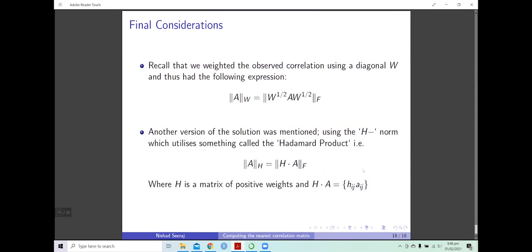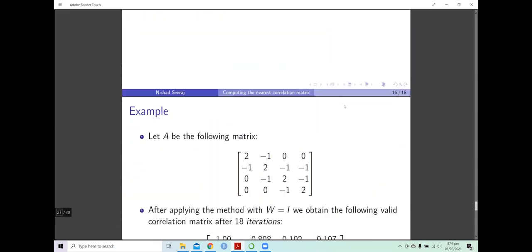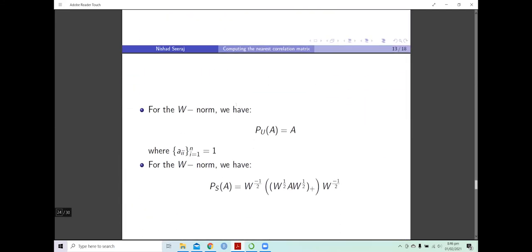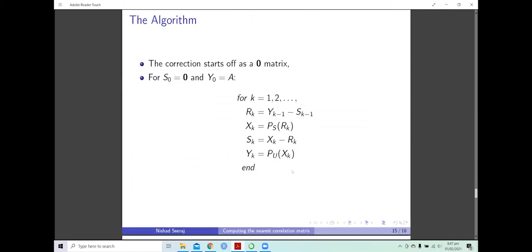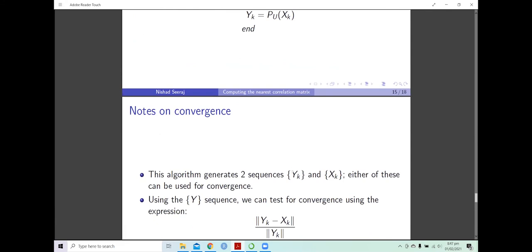But the downside is that, even though it has this form, there is no closed form solution known yet that projects this weighted matrix onto the S projection. If you remember, we defined the projections earlier on with respect to the W norm. With respect to the H norm, there is no closed form solution in this form. So that is one area in which research is still going on. There is a solution for the U projection, but not for the S projection. And that is pretty much it in terms of the entire algorithm.